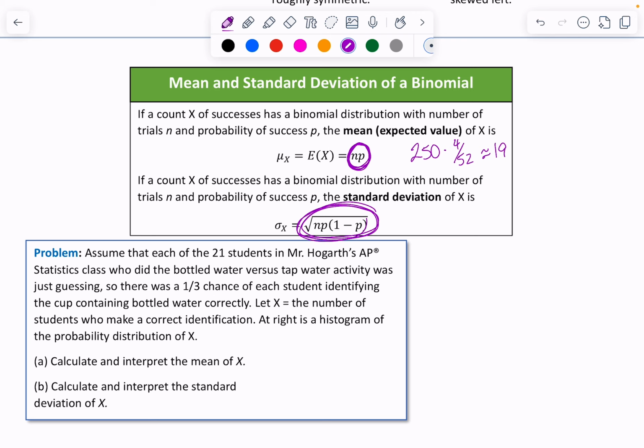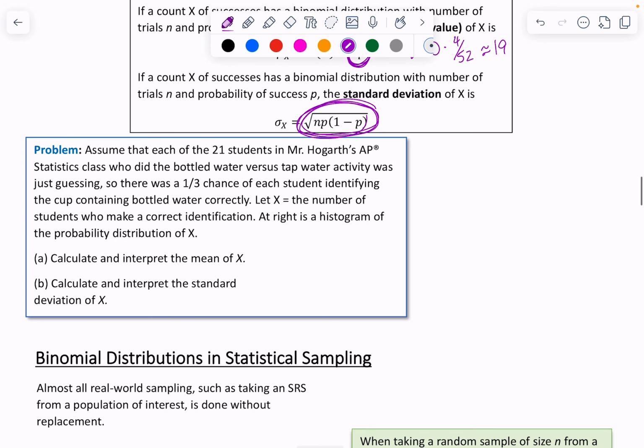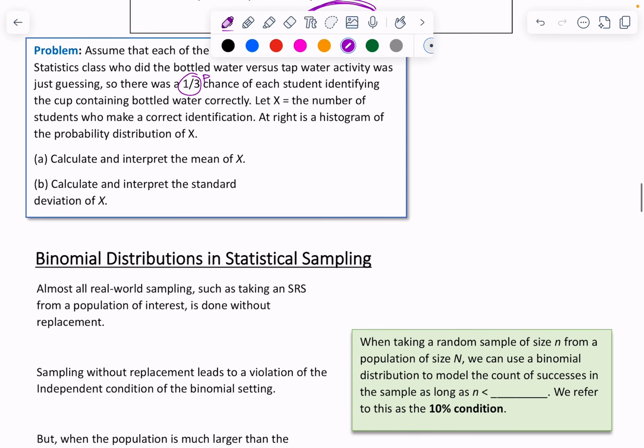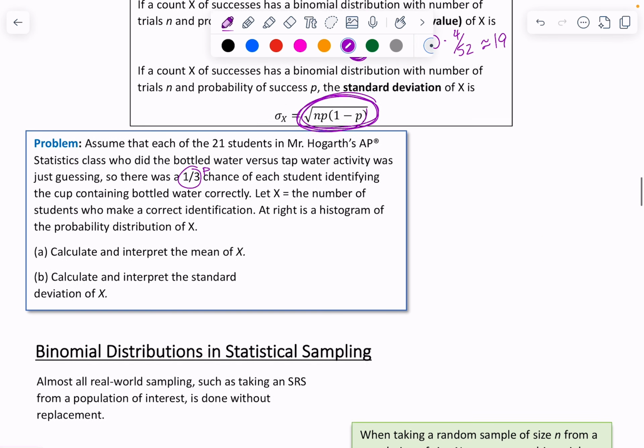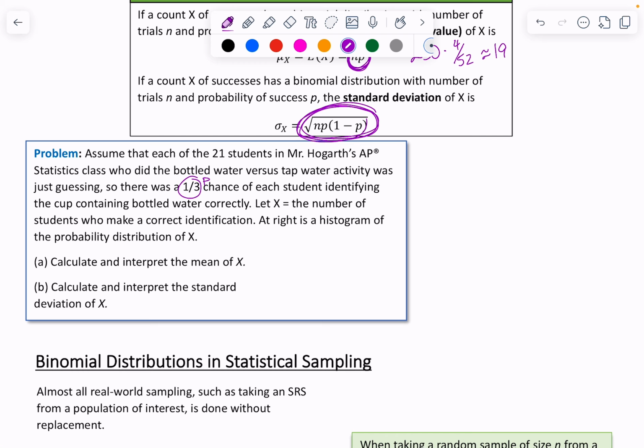So assume each of the 21 students in Mr. Hogarth's AP Stats class who did a bottled water versus tap water activity was just guessing. So there was a 1/3 chance of each student identifying the cup containing bottled water correctly. This is our probability, our chance of getting something correct. Let X equal the number of students who make a correct identification. Oh, I didn't give you the histogram here. Sorry about that. I think I gave it in your notes, maybe I just don't have it in mine. Anyway, calculate and interpret the mean of X.